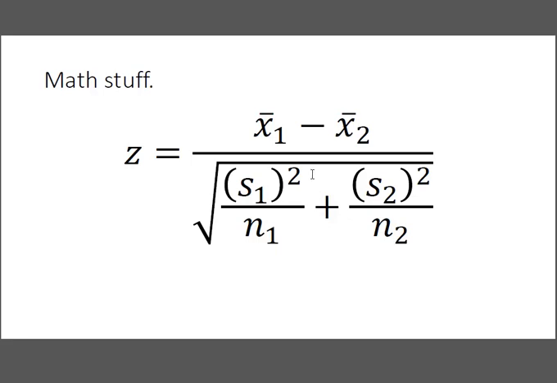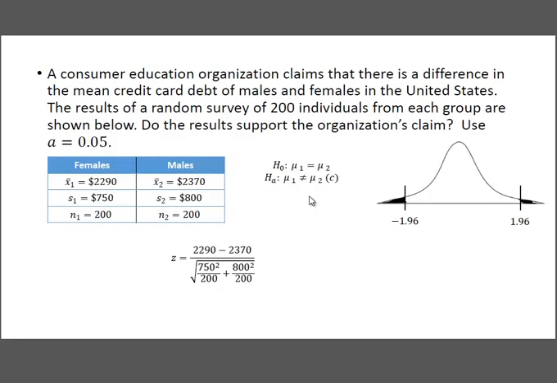So let's put all the numbers from the problem into this. It's going to look something like this. The mean of the first group is subtracted from the mean of the second group, and then you have all the standard deviations and the sample sizes placed in where they belong. I'll give you a second to try to calculate this.